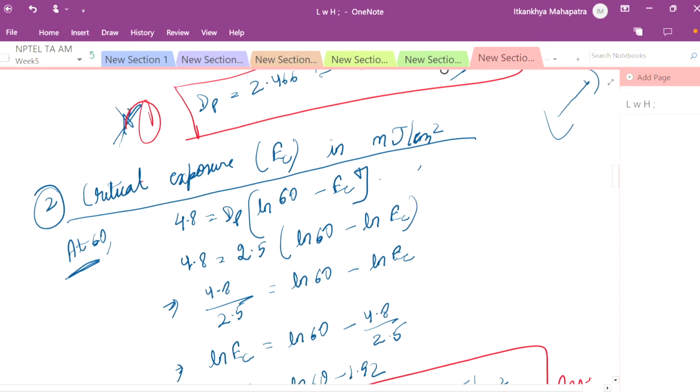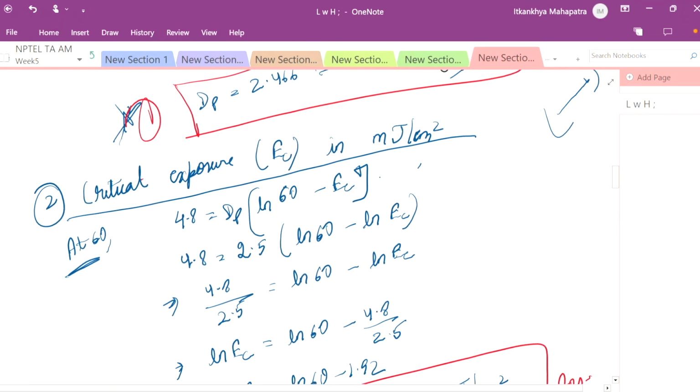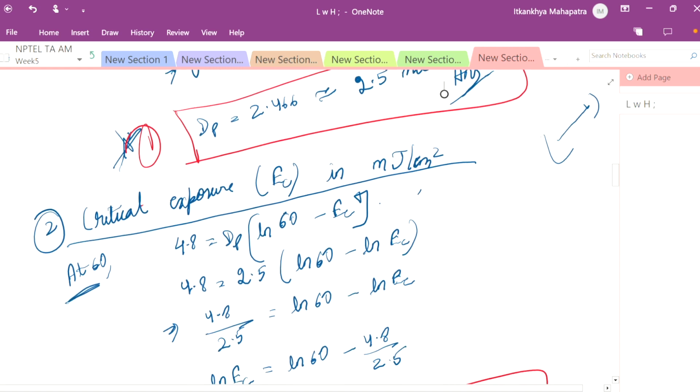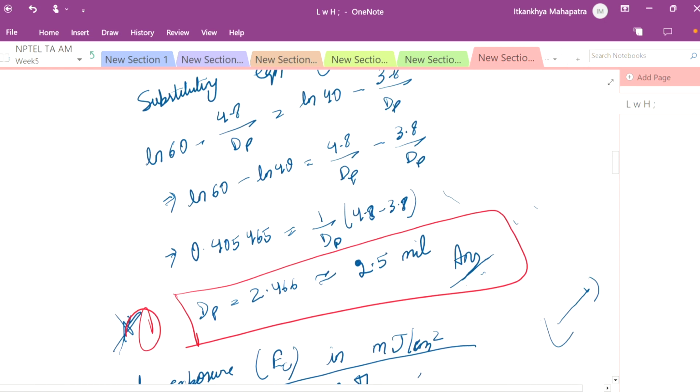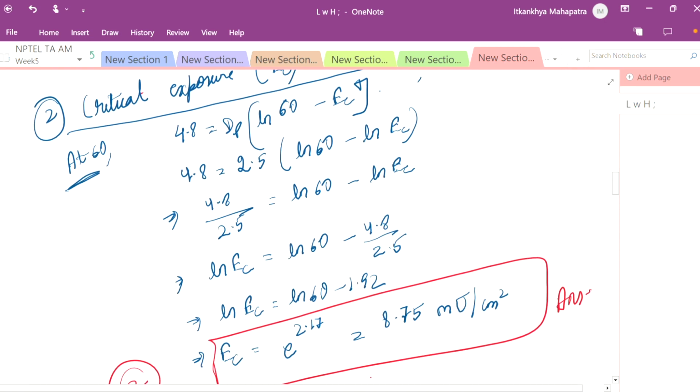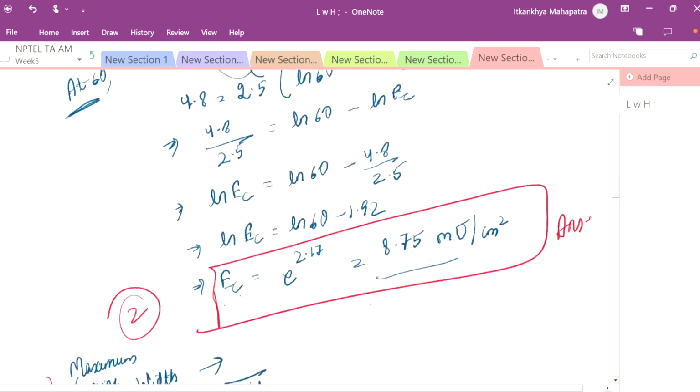So next, we have to find out the critical exposure. We have already got the penetration depth DP. So we are again finding out with this formula, using the equation we already have, by putting the value of penetration depth as 2.5. We are solving the equation and getting the critical exposure as 8.75 millijoule per centimeter square.